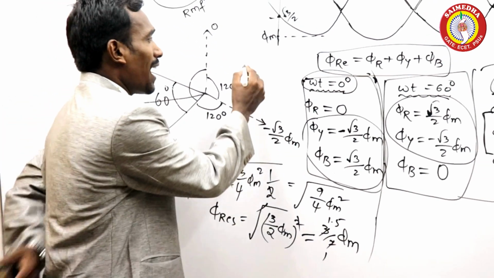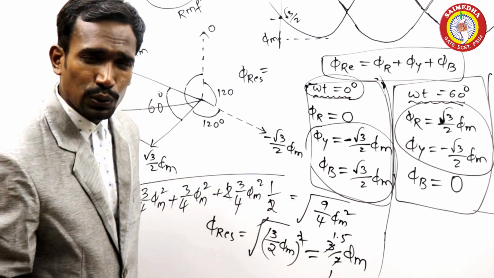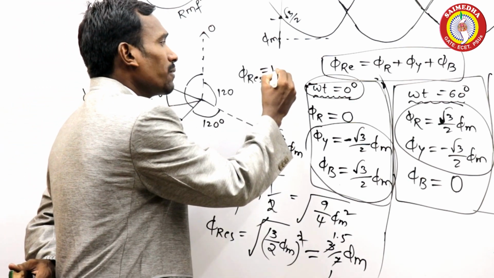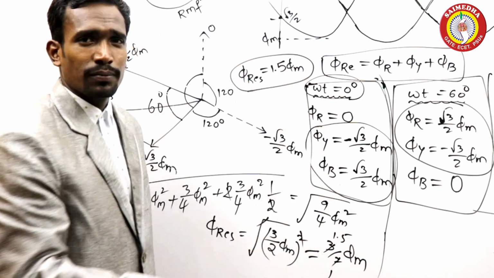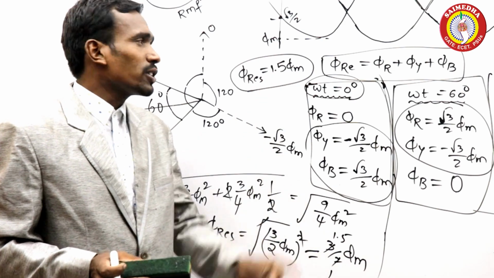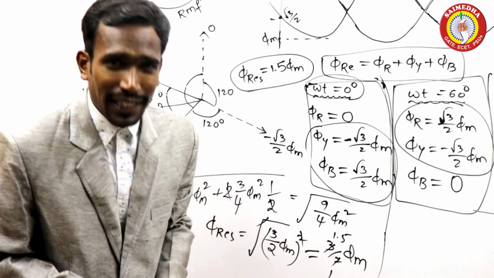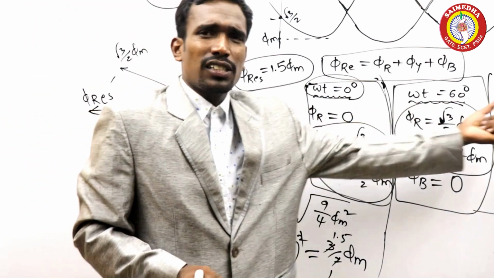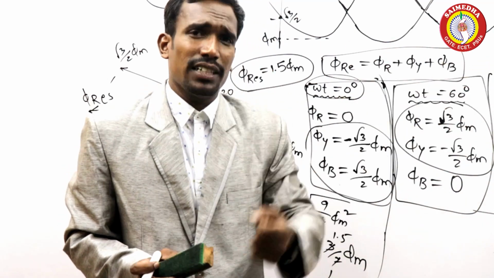So the final resultant flux is equal to 1.5 times the phi m for a three-phase system. For a three-phase system, the final resultant flux is equal to 1.5 times the phi m, or 3 by 2 times the phi m. This is the same value for any instant.